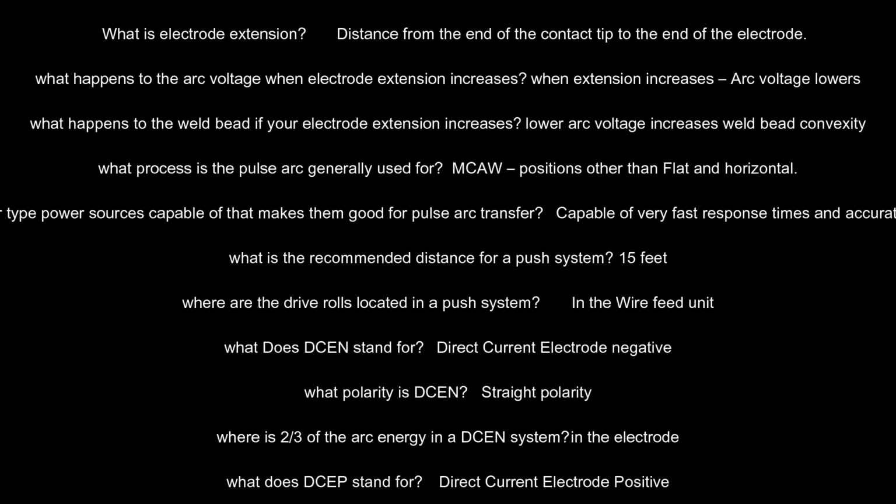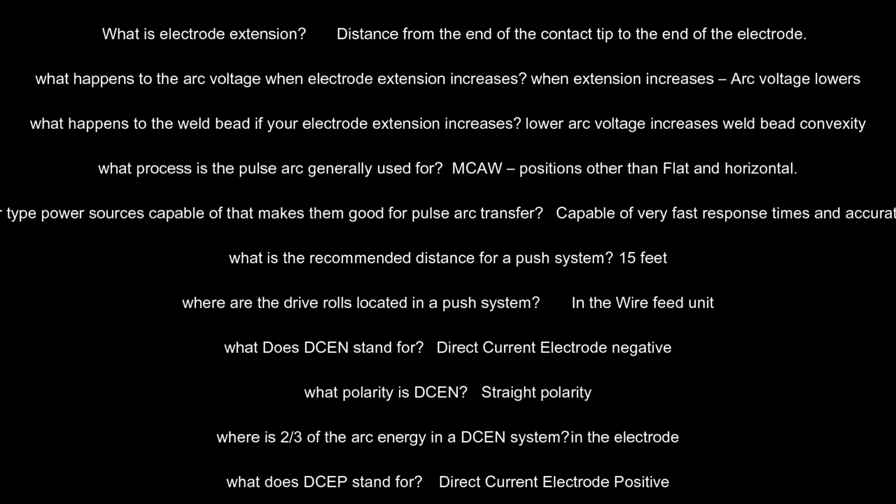What is electrode extension? Distance from the end of the contact tip to the end of the electrode. What happens to the arc voltage when electrode extension increases? When extension increases, arc voltage lowers. What happens to the weld bead if your electrode extension increases? Lower arc voltage increases weld bead convexity.